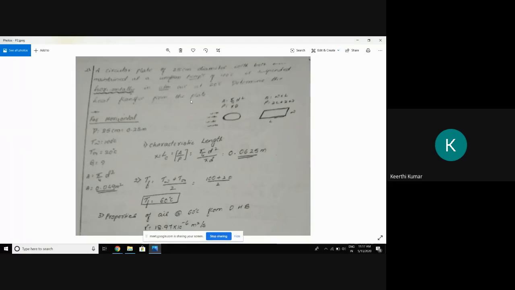Determine the heat transfer from the plate. So this is a circular plate.